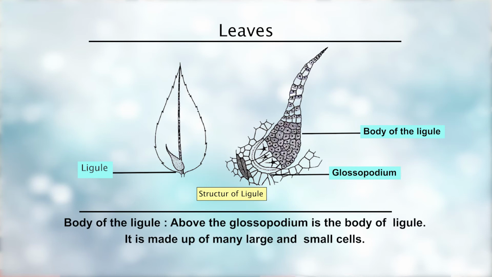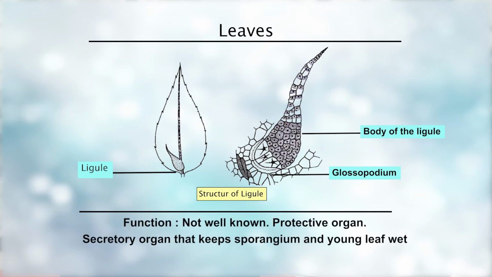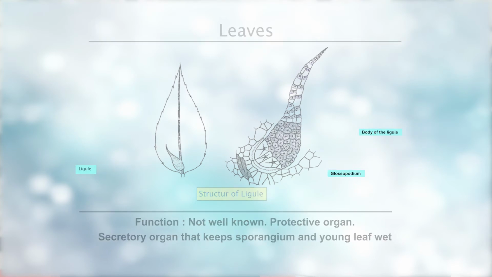The upper portion, that is the body of the ligule, is formed of various types of cells, some smaller and some larger. The proper function of the ligule is not yet known. Maybe it has some protective function or it is used to keep the sporangium wet.